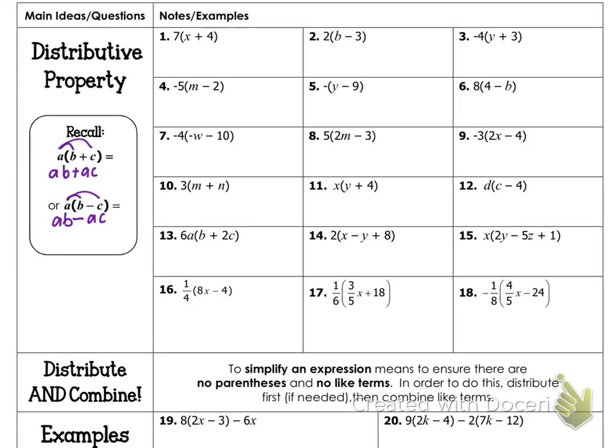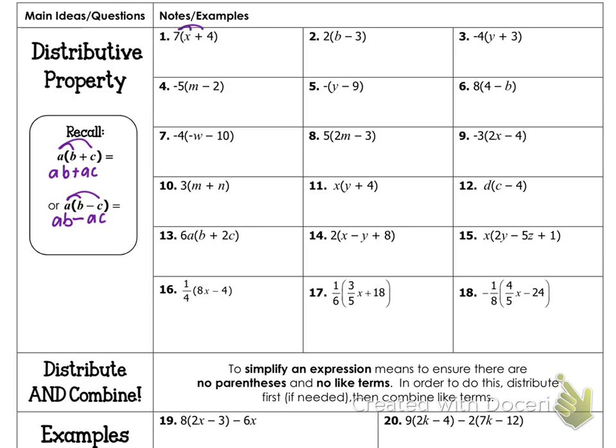Okay, so remember the distributive property. When there's a number right next to a parenthesis and there's no plus or minus sign in between, it's just a number and a parenthesis, and you have something being added or subtracted inside, you use the distributive property to multiply.